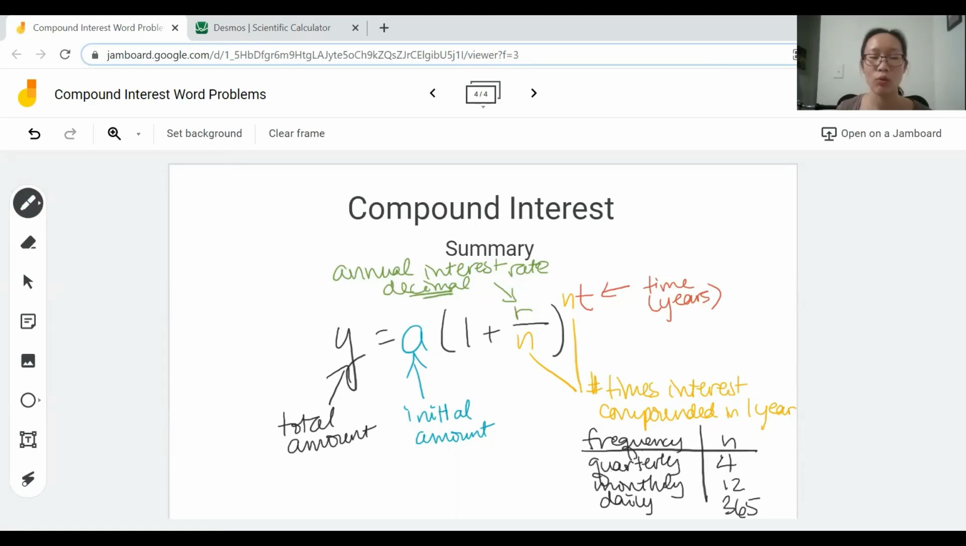Once you read your problem and annotate all of your information, you fill in what you know and solve for what you don't.